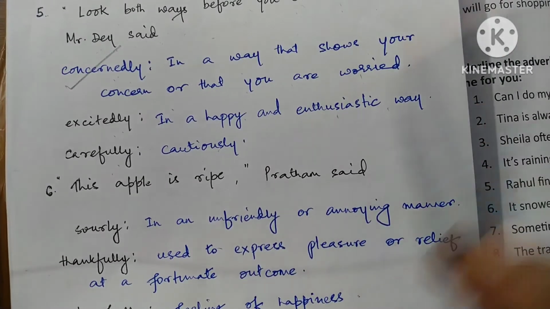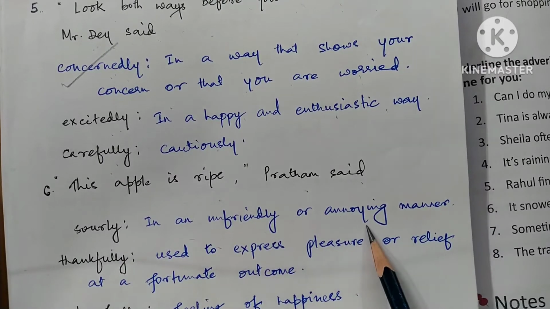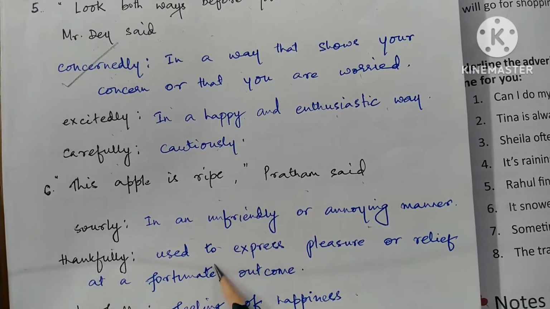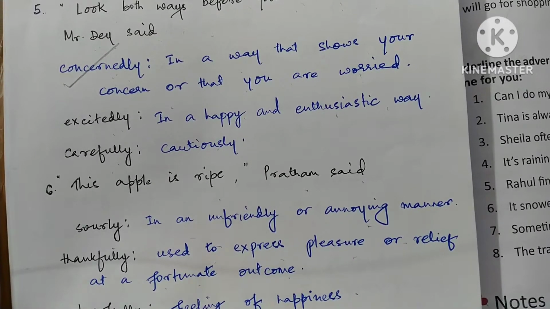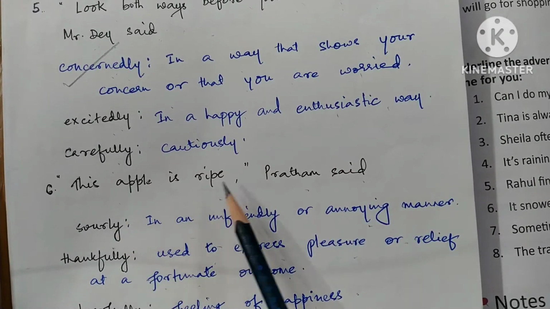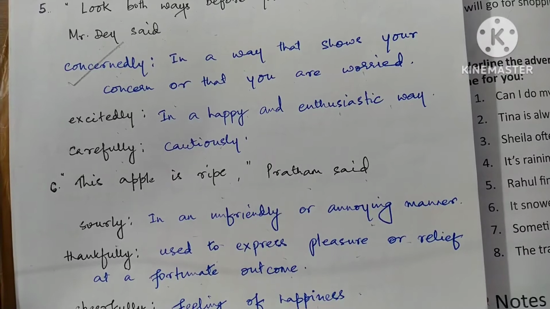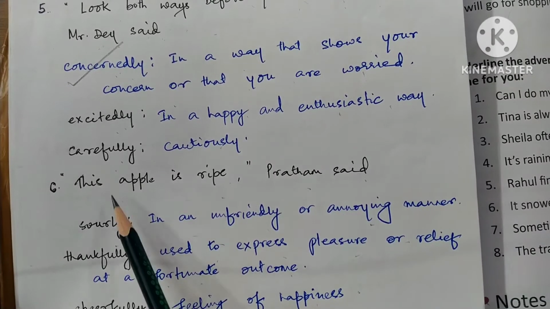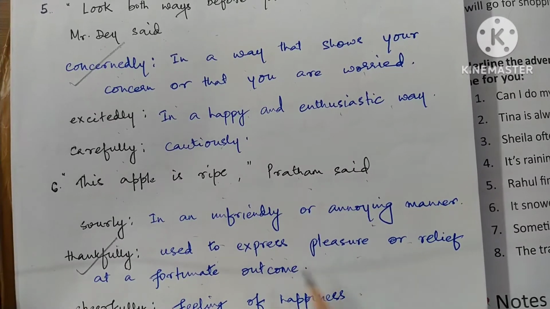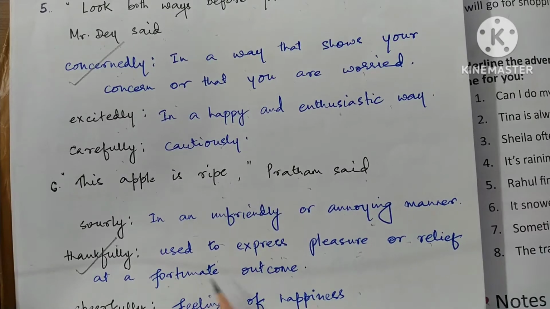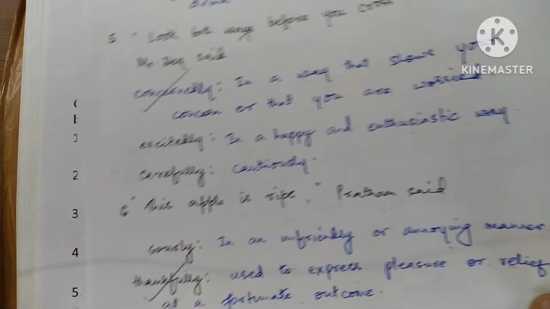Now, this apple is ripe, Pratham said. Sourly, in an unfriendly or annoying manner, or thankfully, used to express pleasure or relief at a fortunate outcome, or cheerfully means feeling of happiness. Now this apple is ripe means it is ready to be eaten. That means the outcome is positive. We can eat the apple because it is ripe. So this apple is ripe, Pratham said thankfully, because it is used to express pleasure or relief at a fortunate outcome. What is the fortunate outcome here? That the apple is ripe and it is ready to be eaten.